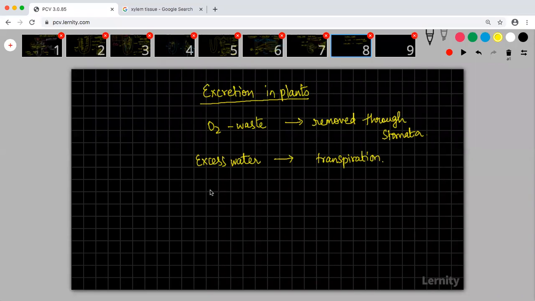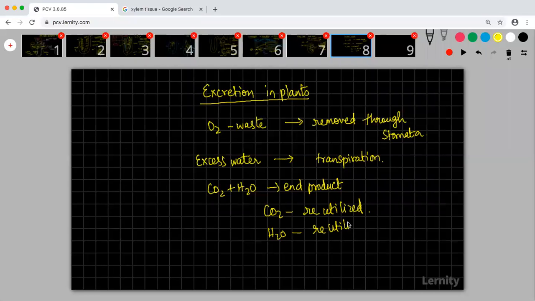For them, carbon dioxide plus water is what they will get as an end product of respiration. So this carbon dioxide is reutilized. Water is reutilized. What they will do is they will take this and use it again for what? Photosynthesis.